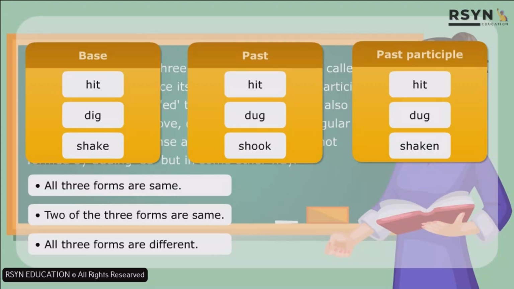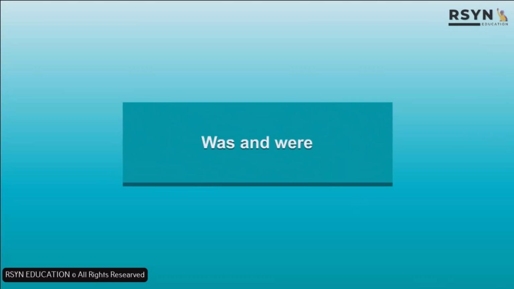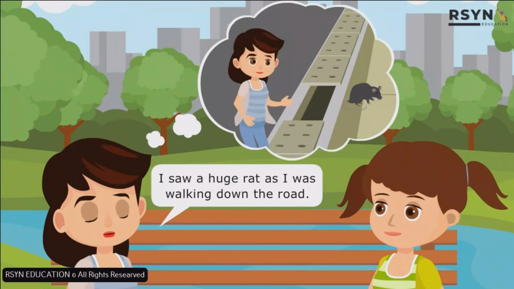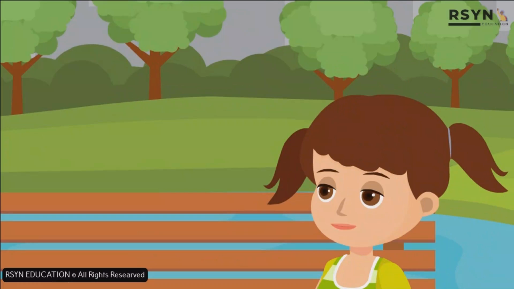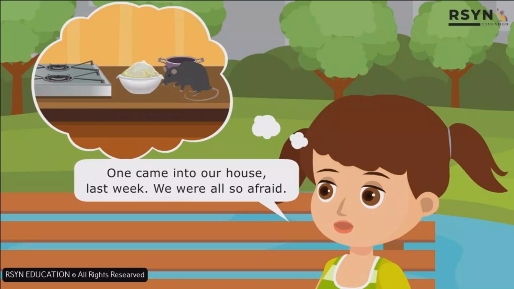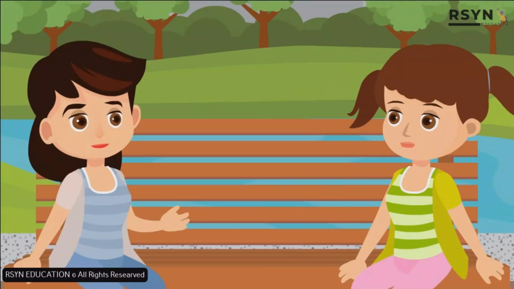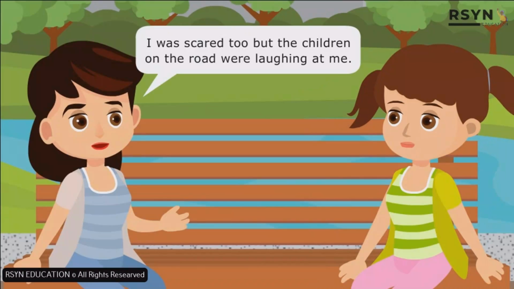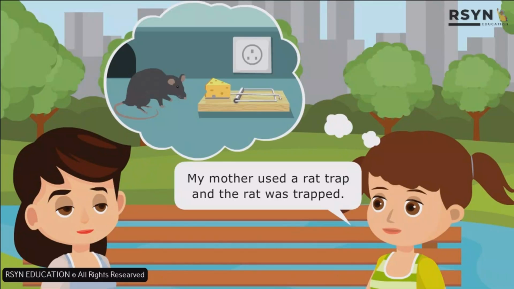Was and were. I saw a huge rat as I was walking down the road. Once I came into our house last week. We were also so afraid. I was scared too, but the children on the road were laughing at me. My mother used a rat trap and the rat was trapped.